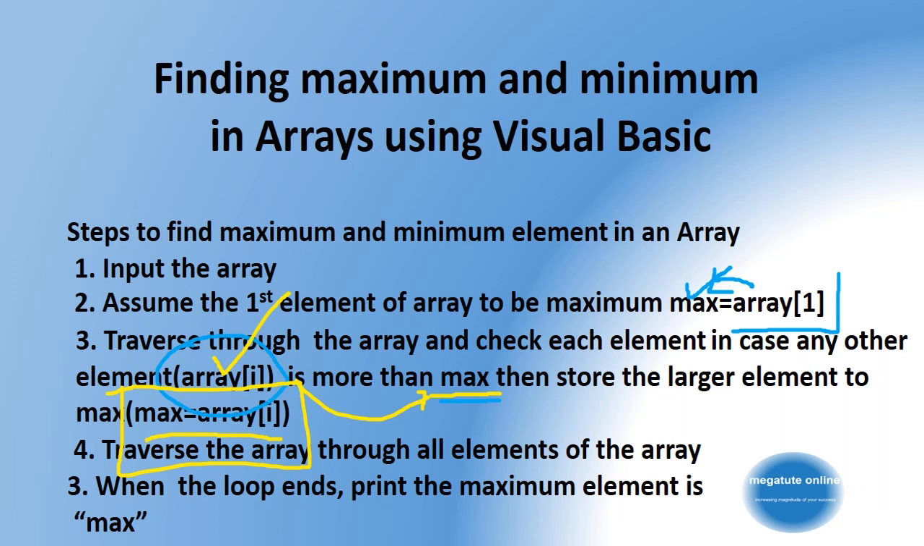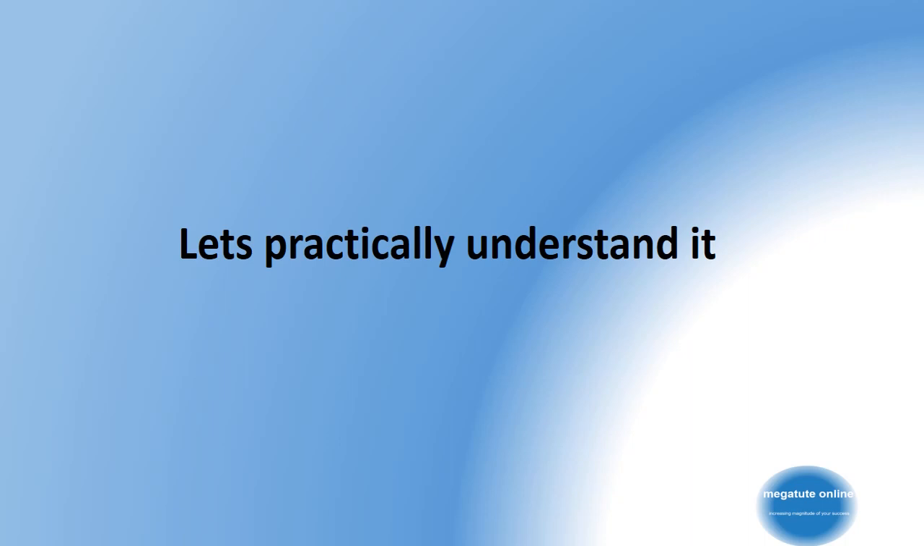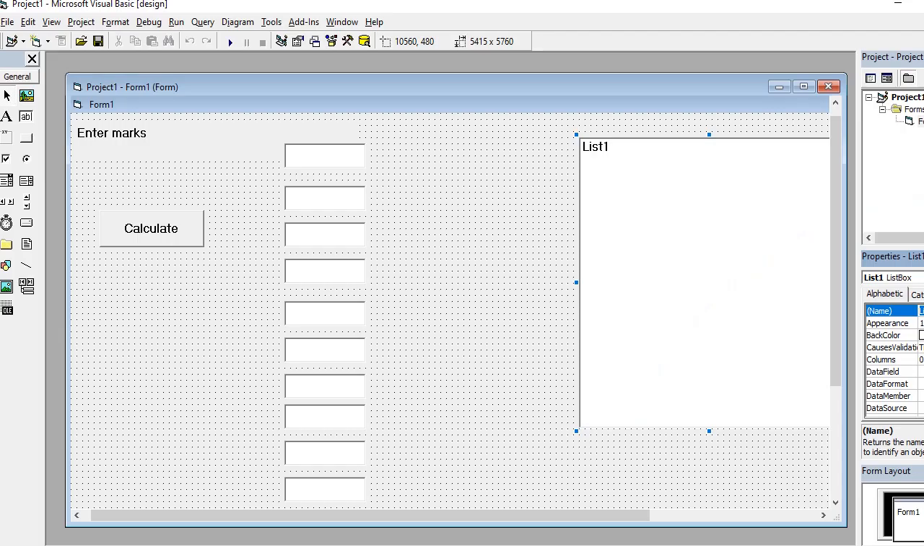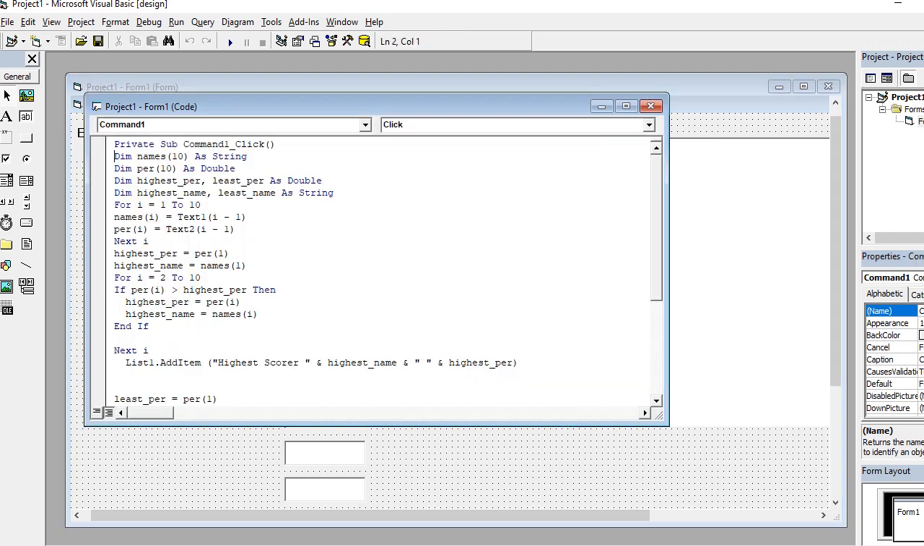Let's see in Visual Basic directly how it works. So I'll switch over to Visual Basic. I already designed a form where I'm asking for 10 numbers to be input, right? I'm assuming those to be marks, and then I'll do the other part. I need to code this particular button so that as soon as I press it, the code will run.